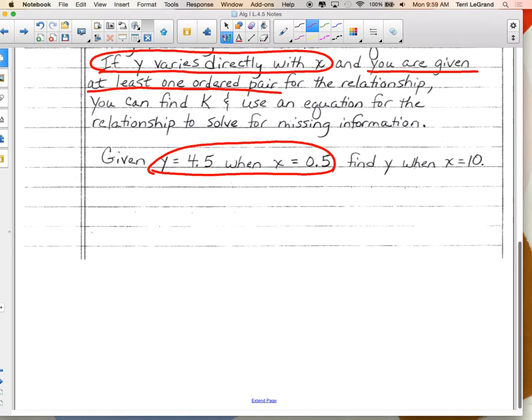So x is 10. We're trying to find y. Right now, all I care about is the k value. That's all I want. I don't want any more than that. How would I find the k value, Shay?